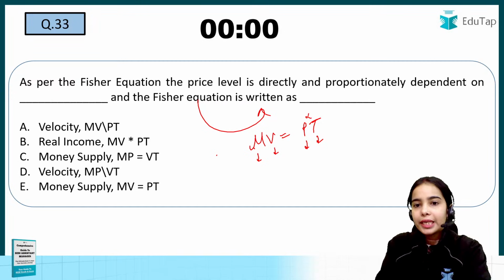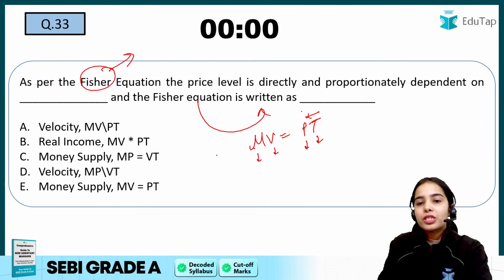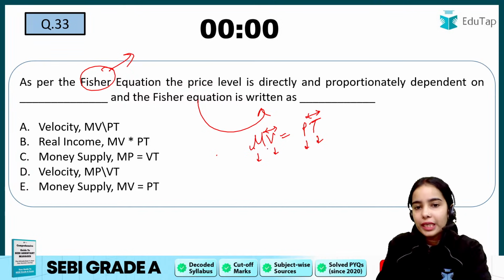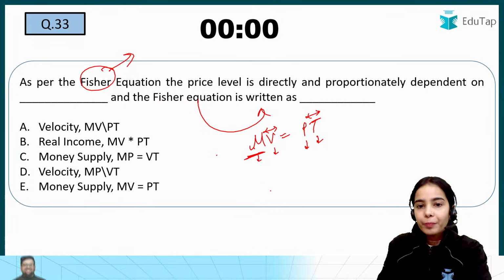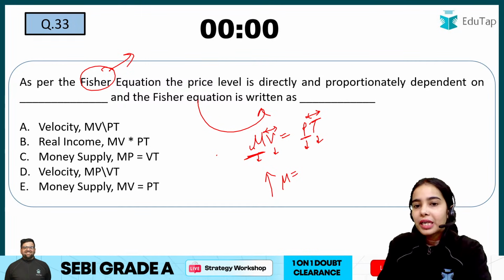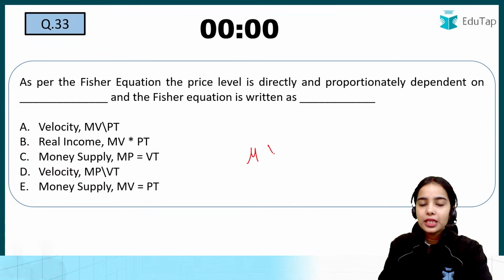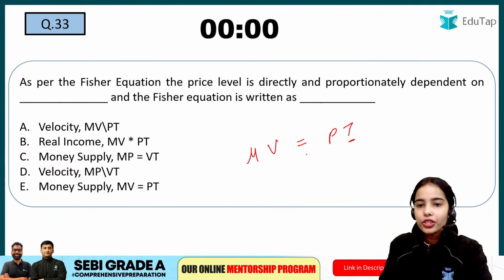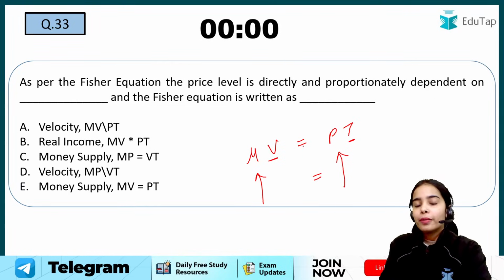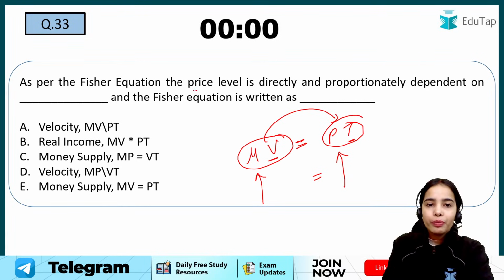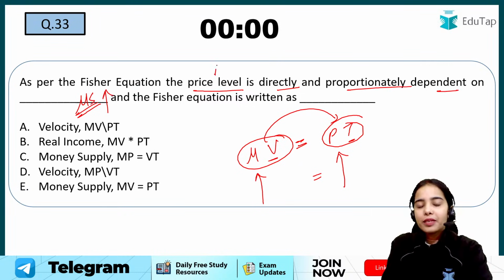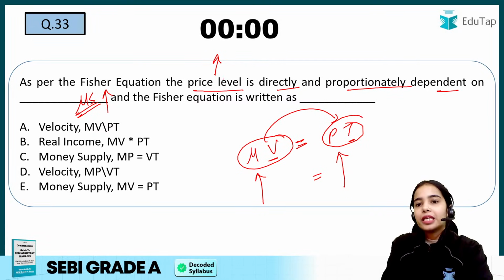Now it is assumed that Fisher, a classical economist, assumed that the transactions cannot change, velocity cannot change. So if money supply is increasing, then the price level will increase to maintain the balance. So the Fisher equation is MV is equal to PT. So if T cannot change, V cannot change, with the increase in money supply, price level will increase in the same proportion to maintain the balance between the two sides. Okay. So the price level is directly and proportionately dependent upon money supply. If money supply is increasing, price level will increase in the direct, proportionate manner.